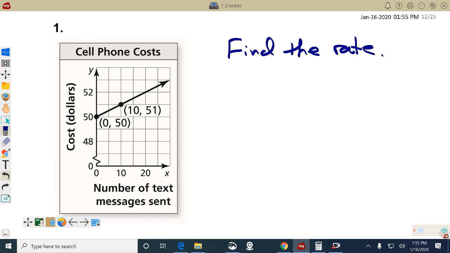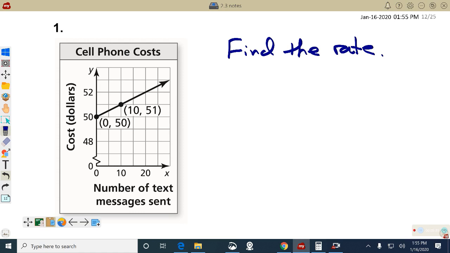But I just told you what the rate was about 3 minutes ago. What is the rate? It's a slope. The slope is the rate. It means the same thing in math. What is the rate for text, the cost for text? How many dollars per text? That's what we're about to find out.